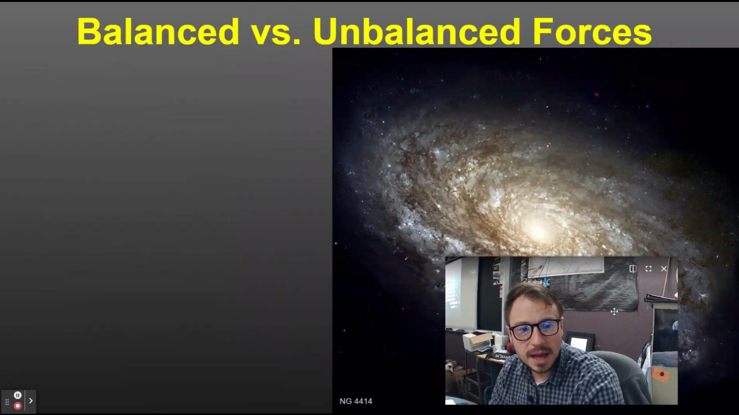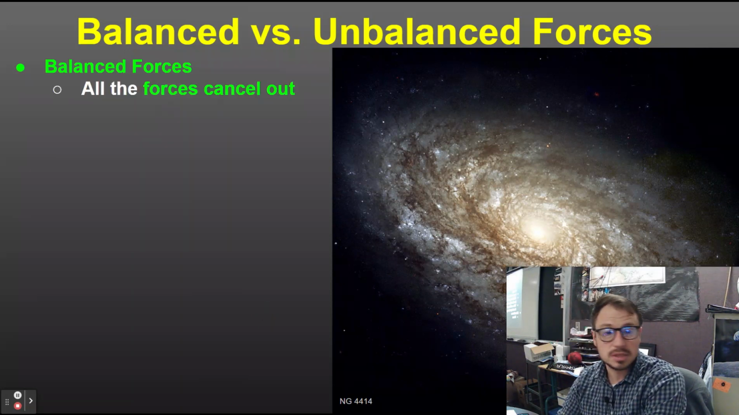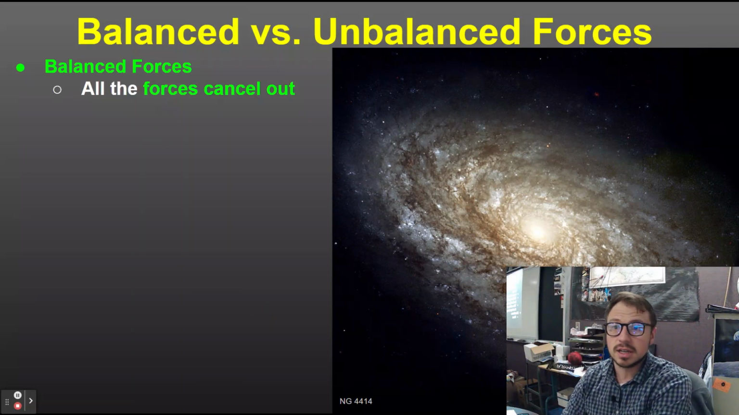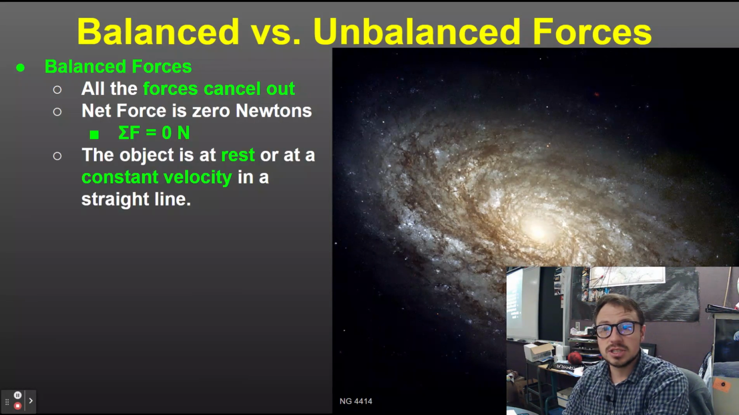So now let's talk about balanced versus unbalanced forces. Balanced forces is what it sounds like. All the forces are going to cancel out. The net force on that object is 0 newtons. The object is at rest or at a constant velocity in a straight line.